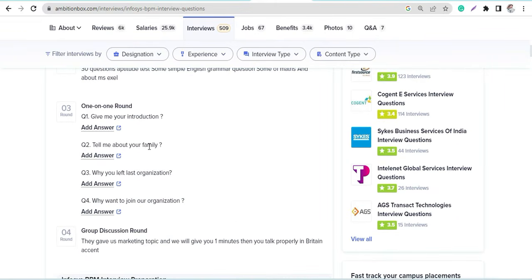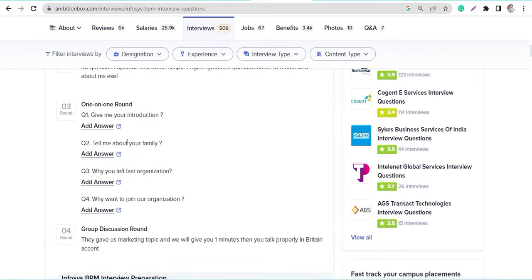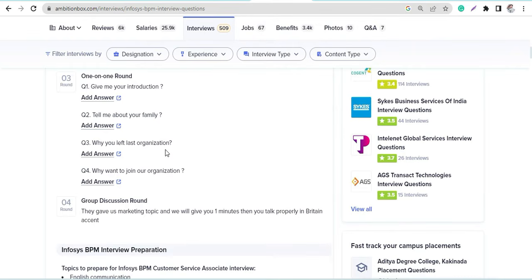Now, for the one-to-one round, which is the HR round, the first question is the introduction part, where you mention about yourself. Be clear, crisp and precise. Do not take a long introduction. Just mention your name, your place, your educational qualification, which is very important, your schooling and graduation which you have done, and any experience. It should not be more than 1 minute. You can include your family as well in the introduction if you want. Otherwise, they'll ask you if they want.